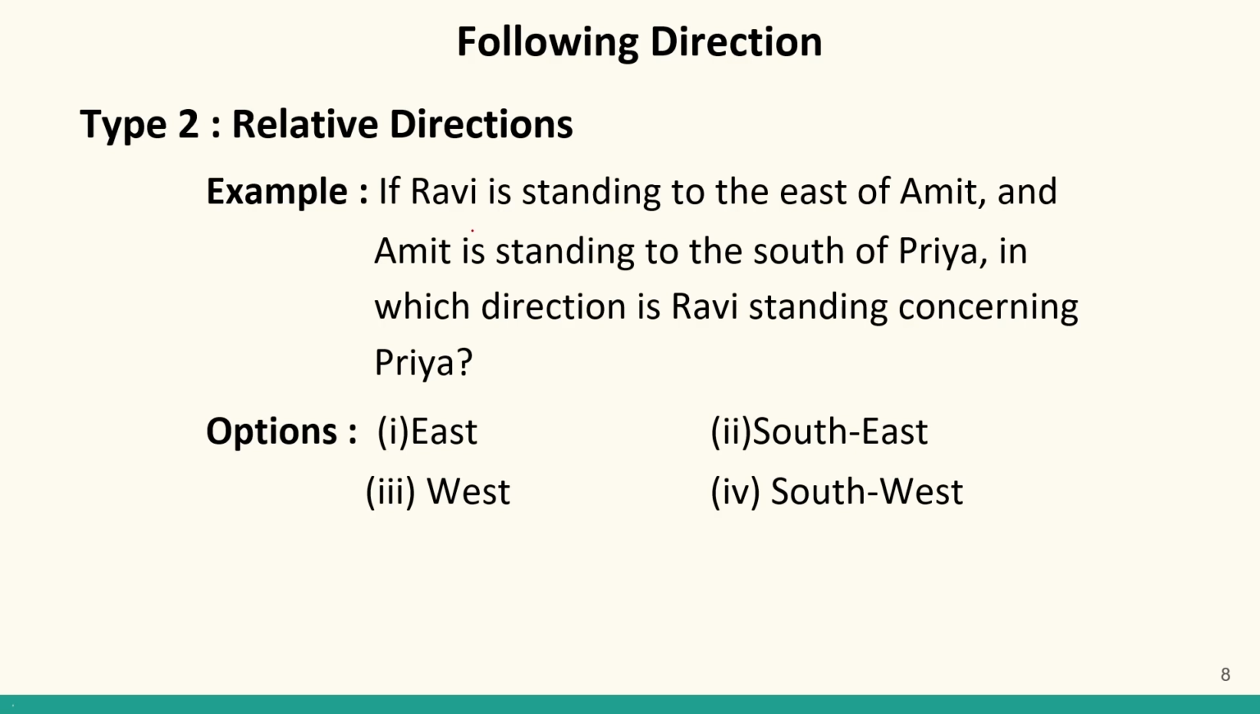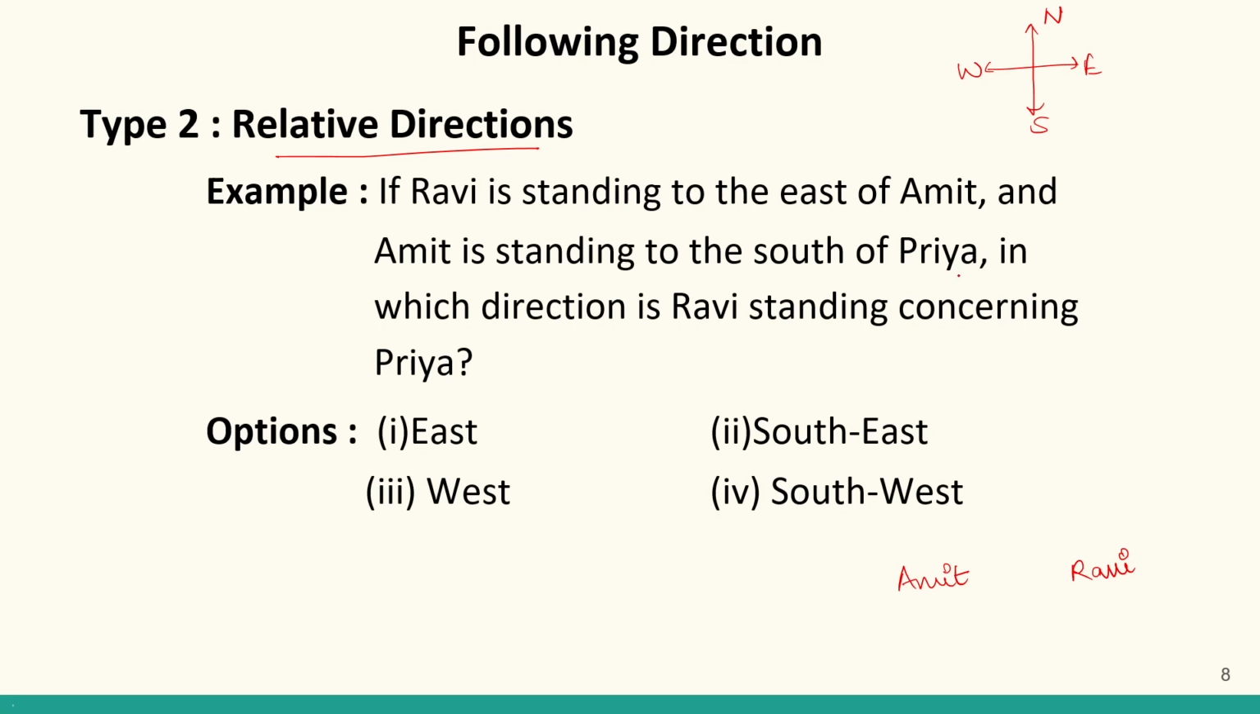Now, Ravi is standing to the east of Amit. So this is relative directions. We have to find out the directions of certain people with respect to certain people. So let me just draw the chart very quickly for your reference. North, south, east and west. Fine. Ravi is standing to the east of Amit. So if Amit is over here, Ravi will be here.